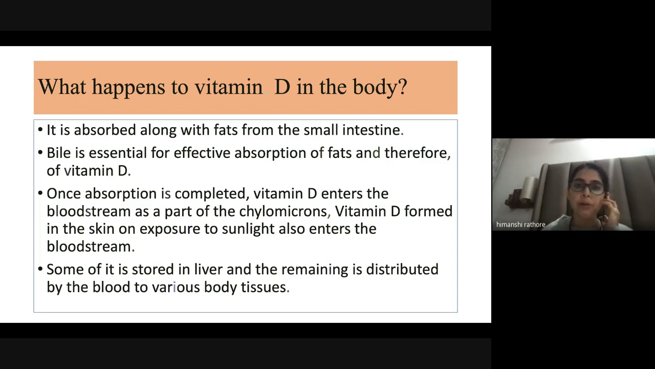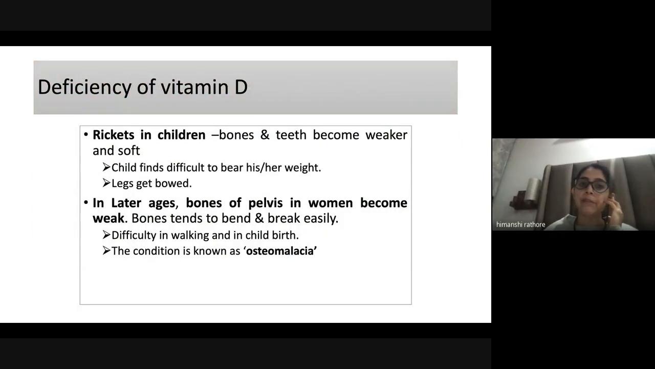Now we are moving forward with the deficiency of vitamin D. What happens if you are not taking the right amount of vitamin D? Again, bones will become weaker and soft. A child will find it difficult to bear his or her weight. He won't be able to stand properly because the bones will be weak, and your body will not be able to take that weight. You will be at the stage when you will be crawling. You won't be able to walk, you won't be able to stand.